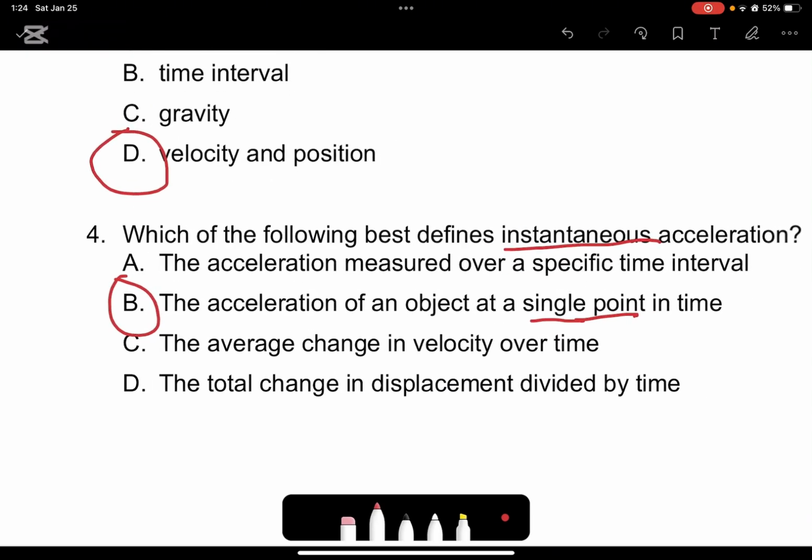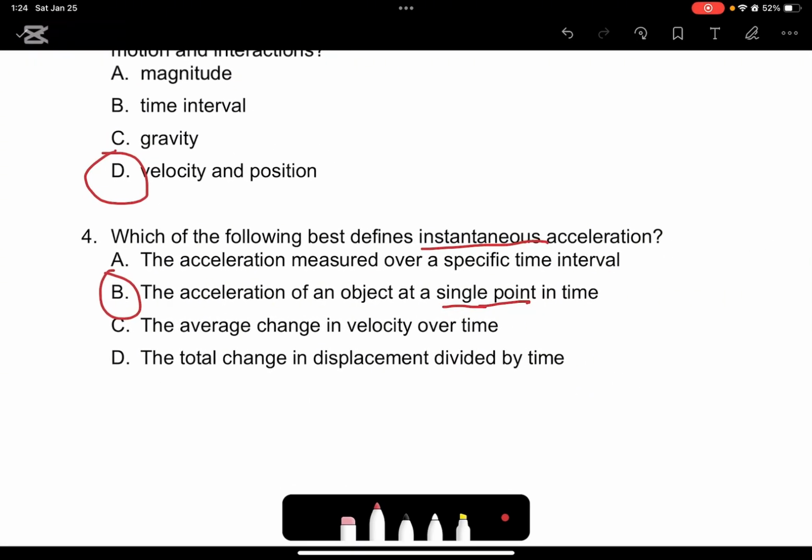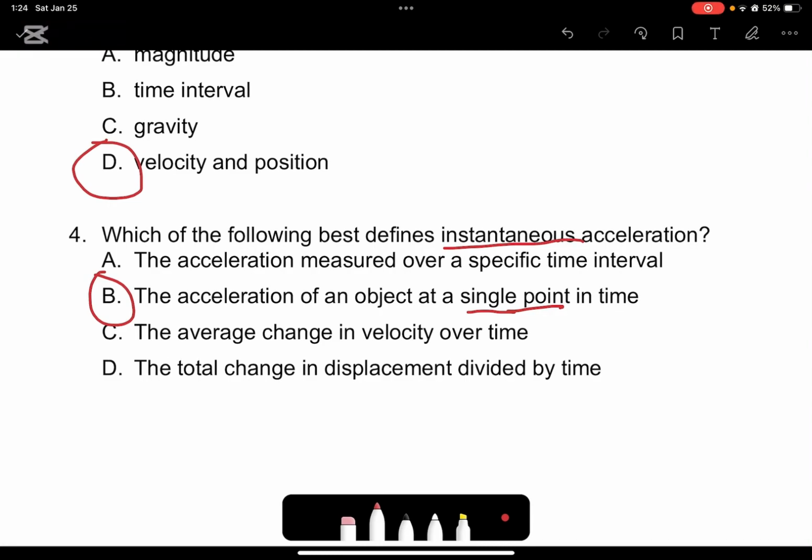And C is the average change in velocity over time. No, that's another formula for another question. And total change in displacement divided by time. No, that's not the thing.